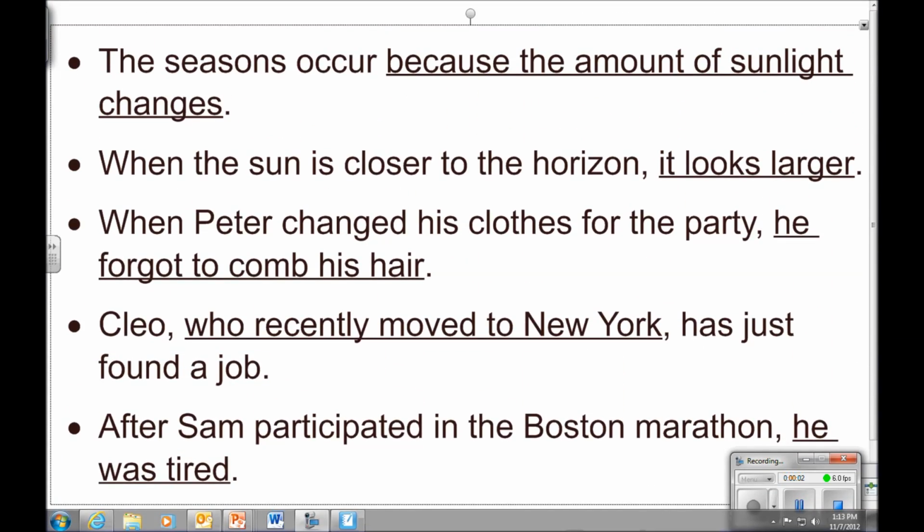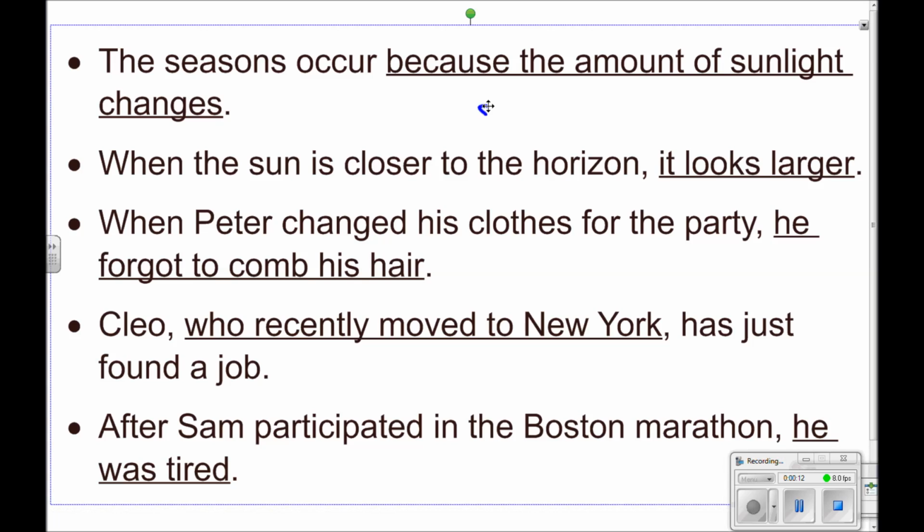All right, so when we take a look at independent versus subordinate clauses, we need to look at the underlined portion. Because the amount of sunlight changes. That's not a complete sentence, so I know it's subordinate. Because is my subordinating conjunction, amount is my subject, and changes is my verb. For number 2, it looks larger. That is a complete sentence, so this one is independent. For 3, he forgot to comb his hair. Again, that's a complete sentence all by itself, so that one is independent.